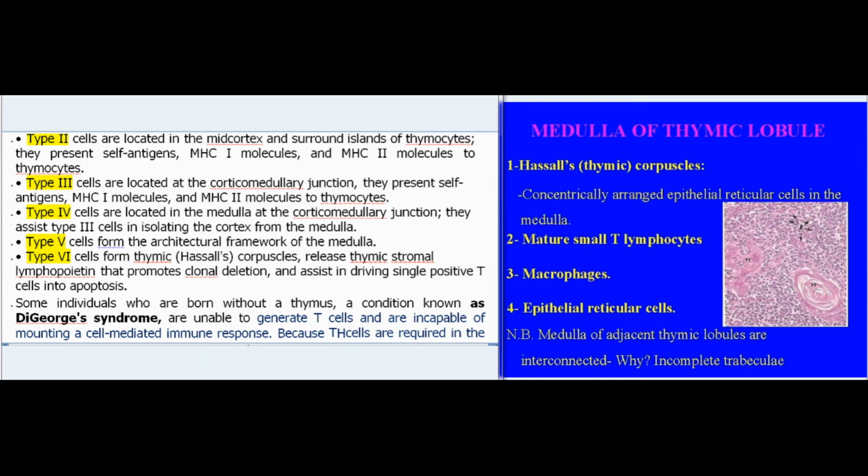Type IV cells are located in the medulla at the corticomedullary junction. They assist type III cells in isolating the cortex from the medulla. Type V cells form the architectural framework of the medulla. Type VI cells form thymic, or Hassall's, corpuscles, release thymic stromal lymphopoietin that promotes clonal deletion, and assist in driving single-positive T cells into apoptosis.